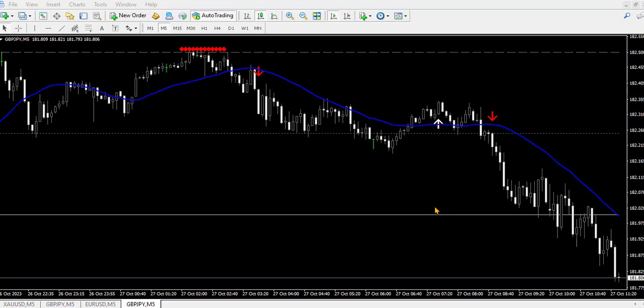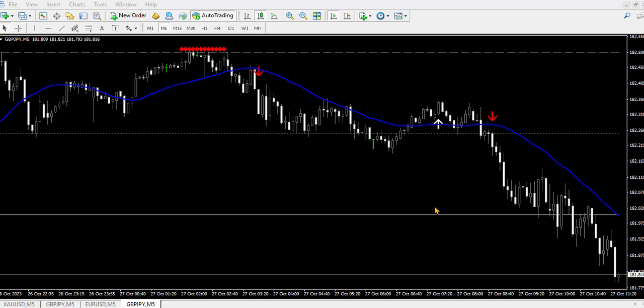This strategy is made up of a few forex tools or indicators I've combined together. It is simple and you can use it on any time frame you want.